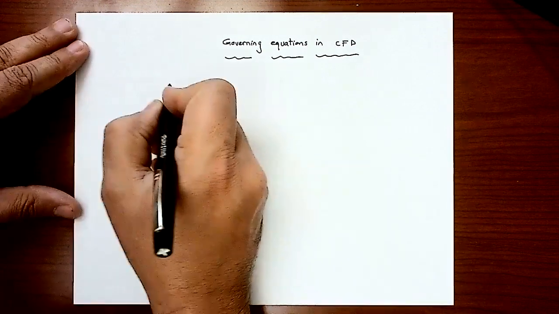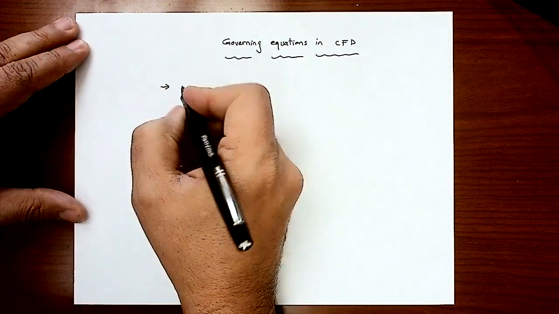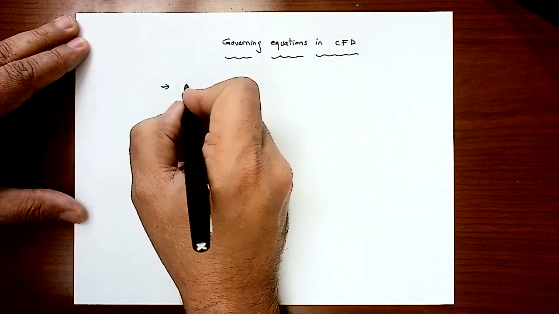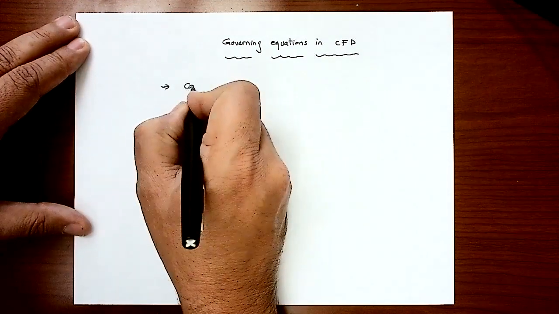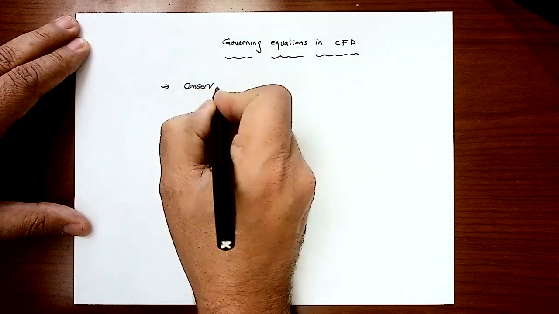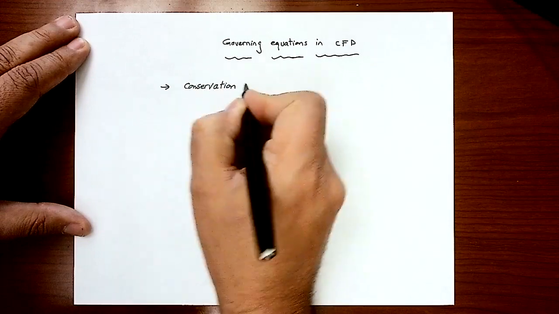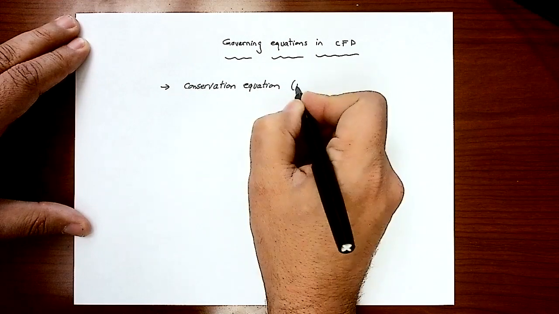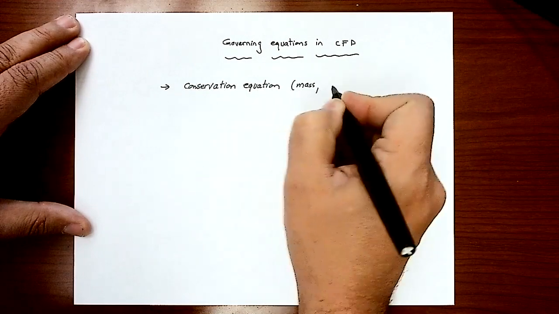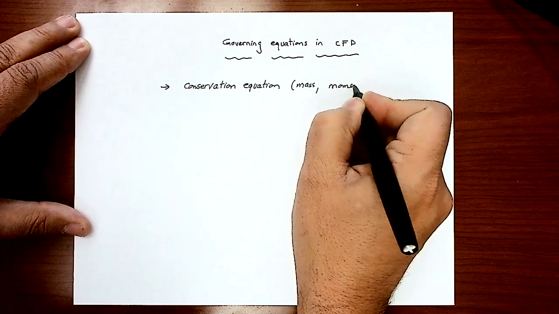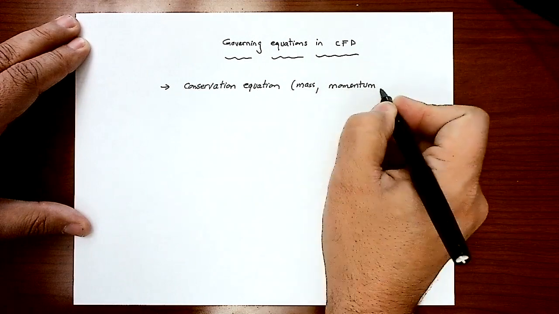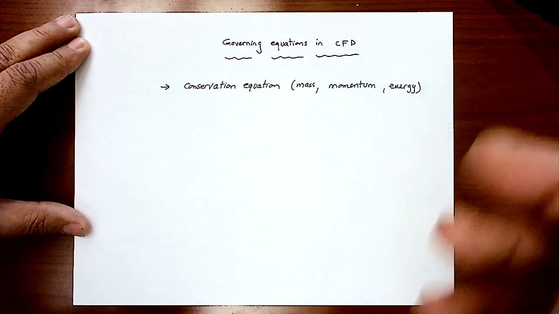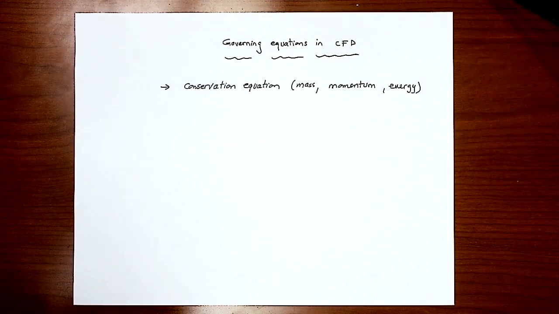And later on, we'll look at the temperature as part of the energy equation. So the very famous equations that we use to analyze fluid flow problems are actually the conservation equations. I mean the mass conservation, momentum, and energy. These are the fundamental equations we use to analyze fluid flow problems.